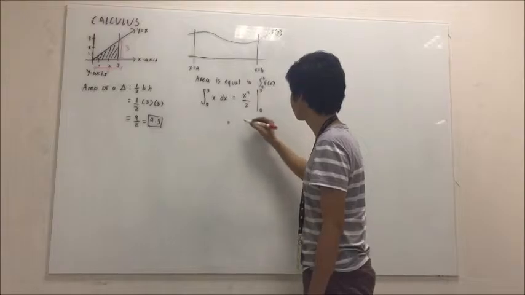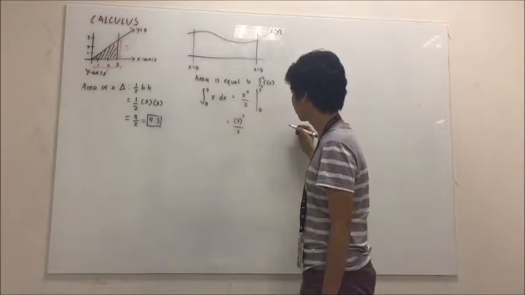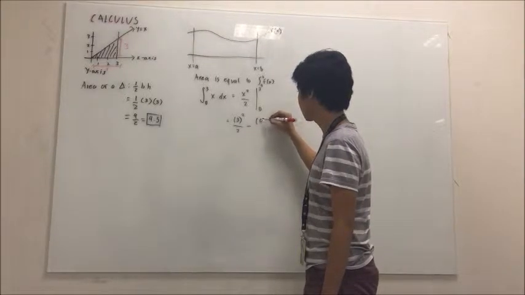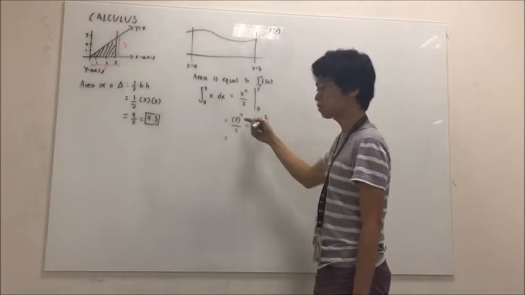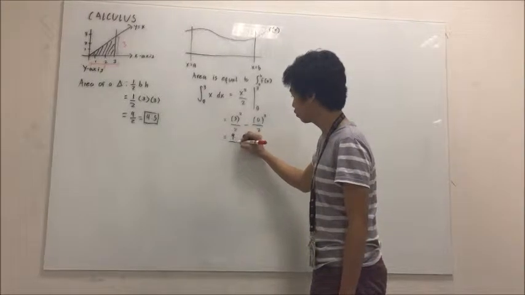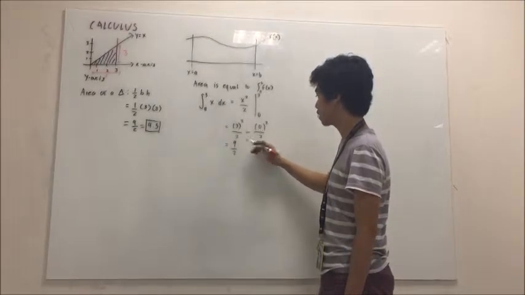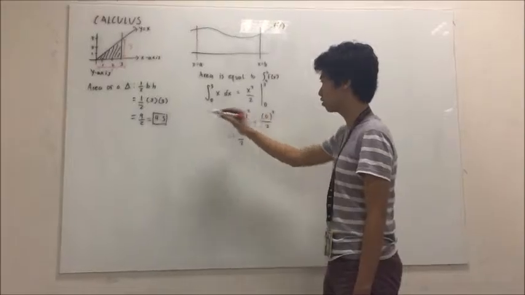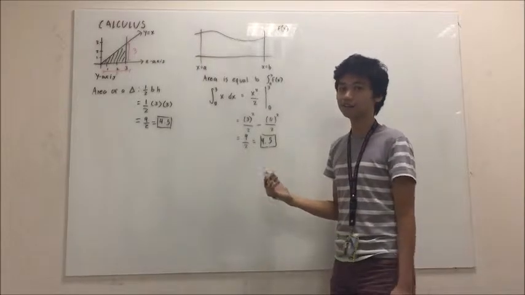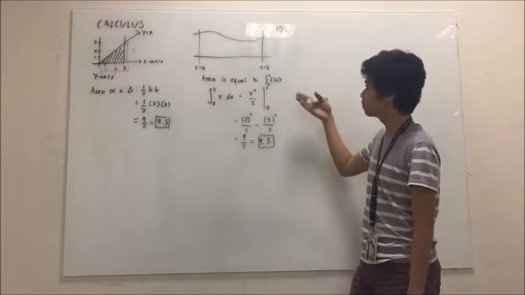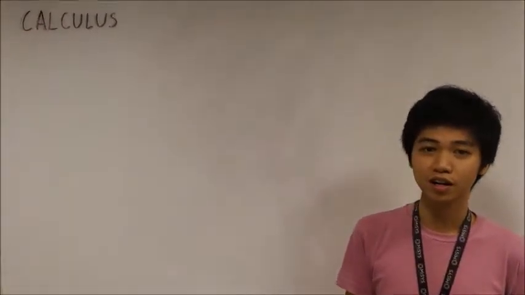Okay, so let's just simplify this. 3 squared over 2 minus, we also plug in the 0, of course. If you simplify this, 3 squared is 9 over 2 minus 0 squared over 2, and we know that if the numerator is 0, it's automatically 0, so we don't write it anymore. So it's also 9 over 2 or 4.5. We can see here that the result is the same whether we solve it using this formula or using this formula.